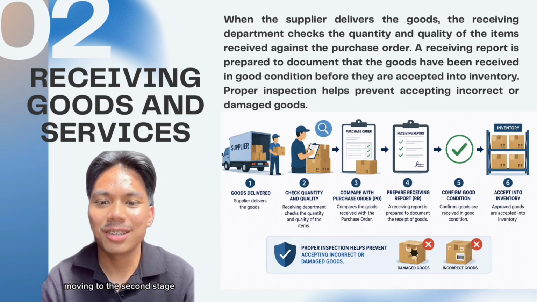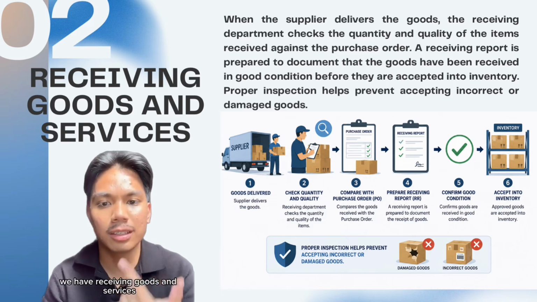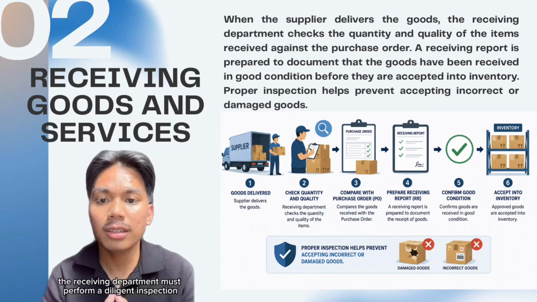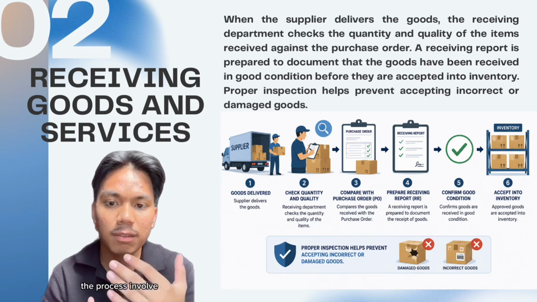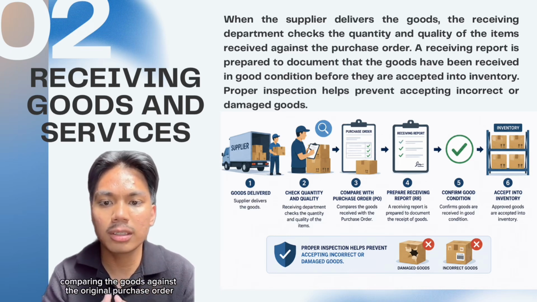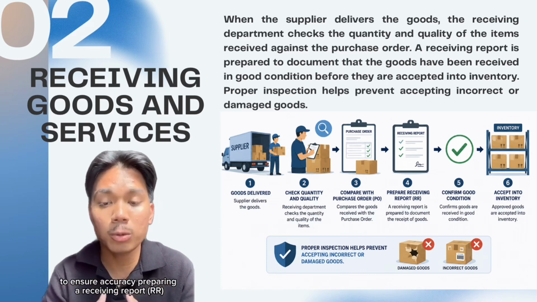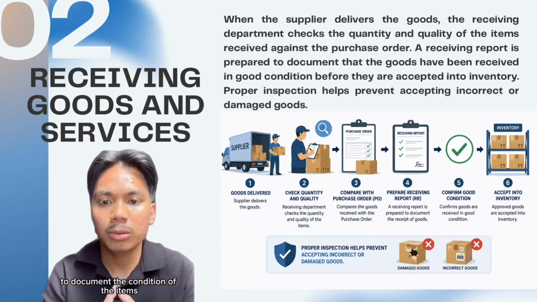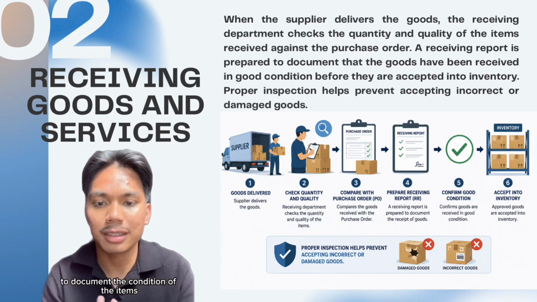Moving to the second stage, we have receiving goods and services. When the supplier delivers the items, the receiving department must perform a diligent inspection. The process involves checking the quantity and quality of the item received, comparing the goods against the original purchase order to ensure accuracy, preparing a receiving report (RR) to document the condition of the items.